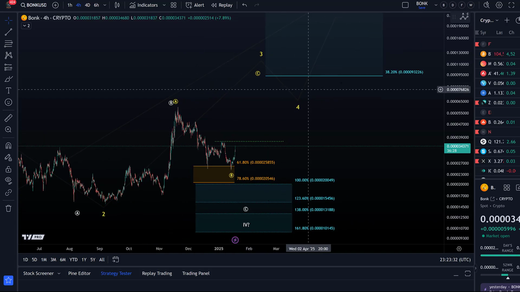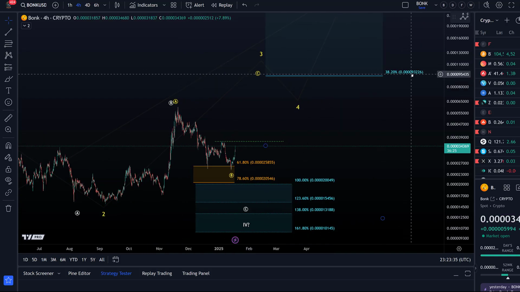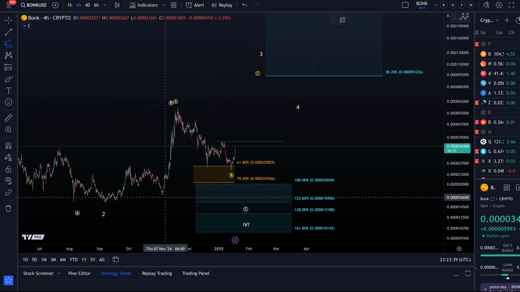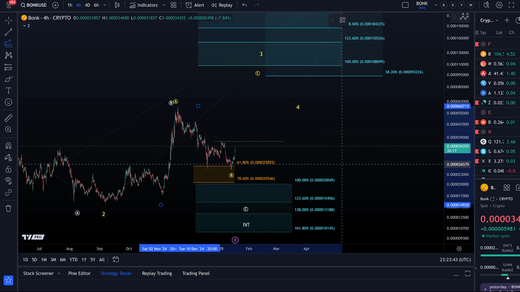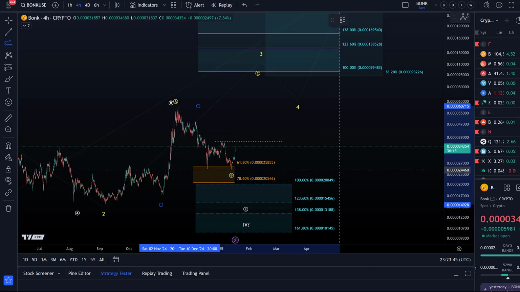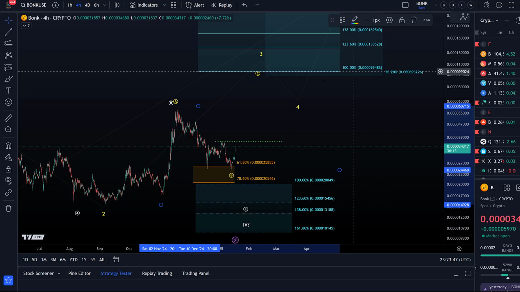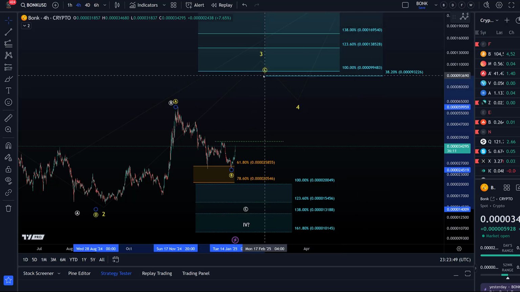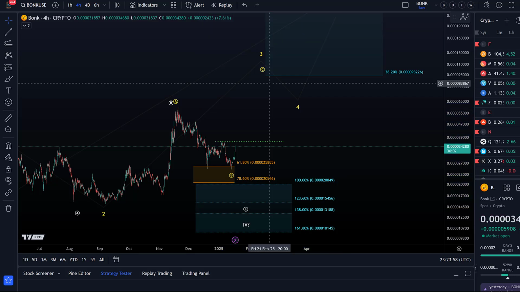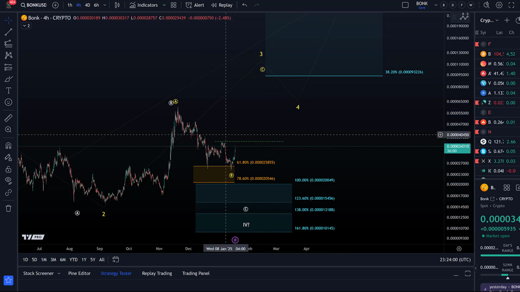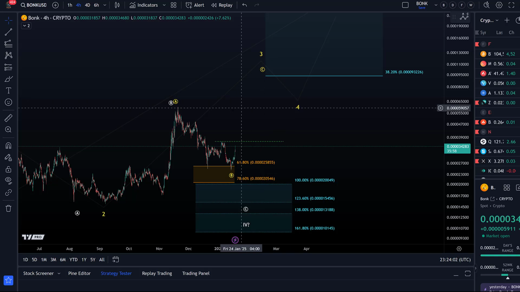Talking about targets, I mean, the next larger degree target is located at 93226. We can try to calculate that more precisely by taking the length of the A wave. We go to the low of the B wave, and funny enough, it is very, very close to the 100% extension, which is an ideal target for a C wave. So I'm not calling that out separately, but it's very, very close, okay? And that is just a normal target for a C wave, so it's good when they overlap. So ideally the price is going to get there.